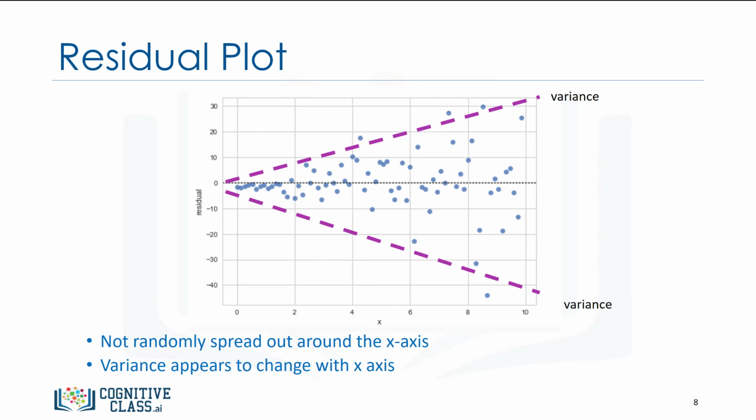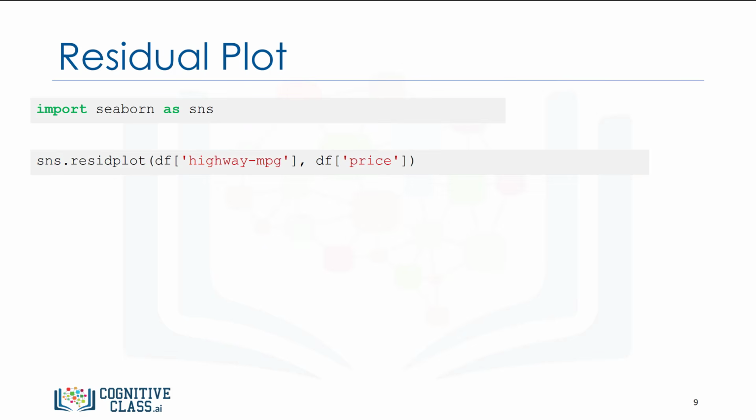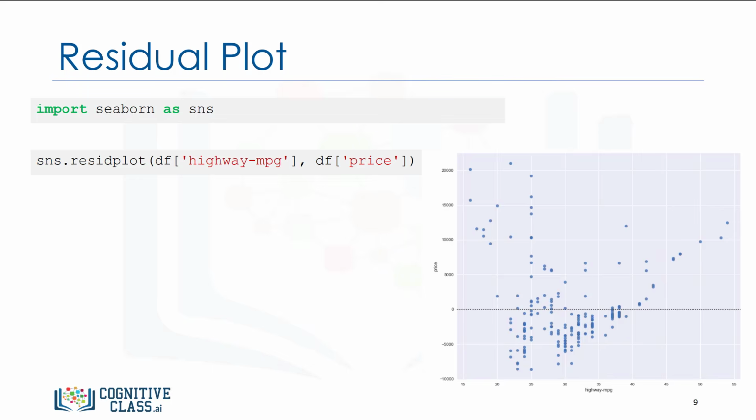In this plot, we see that variance of the residuals increases with x. Therefore, our model is incorrect. We can use Seaborn to create a residual plot. First, import Seaborn. We use the residplot function. The first parameter is a series of the independent variable or feature. The second parameter is a series of the dependent variable or target. We see in this case the residuals have a curvature.